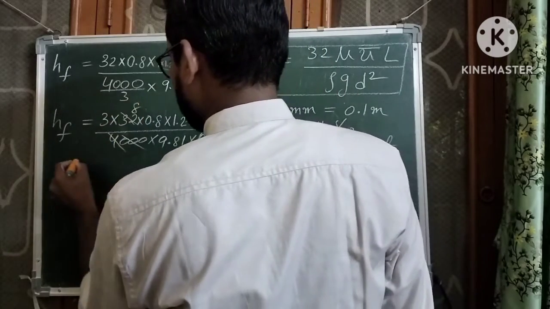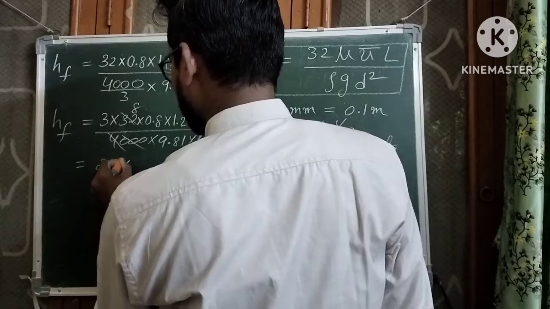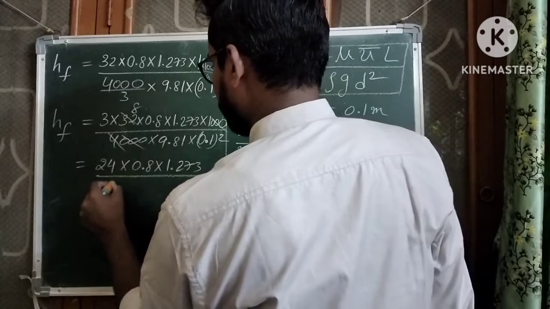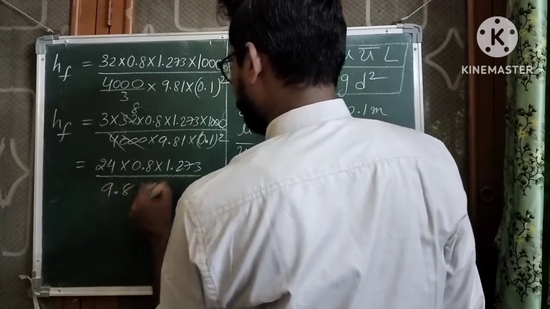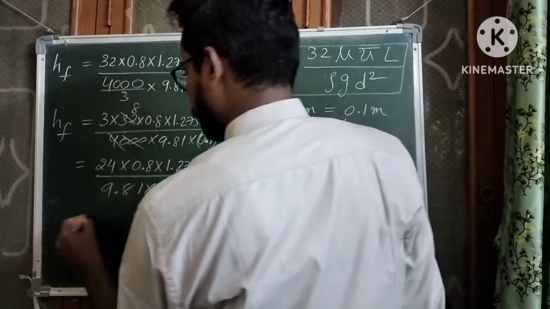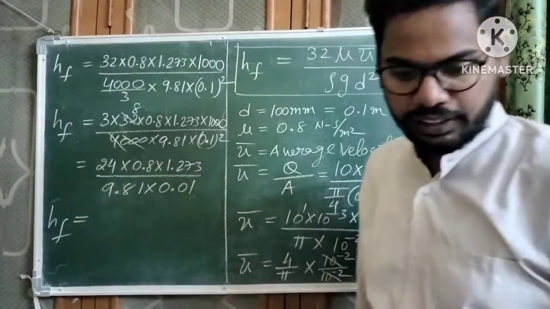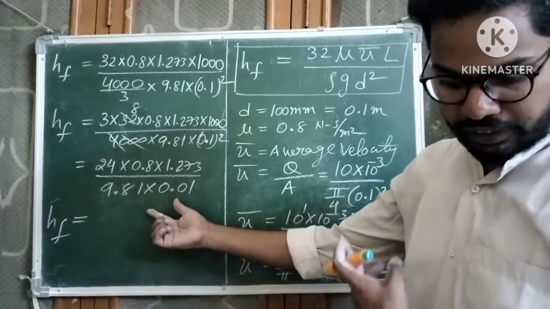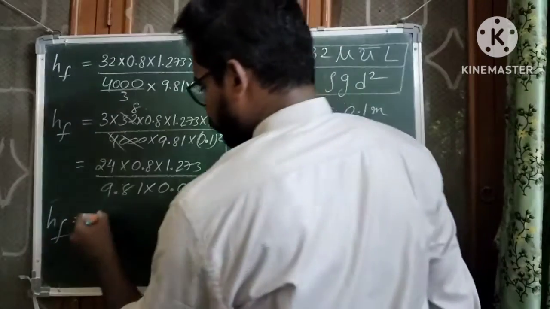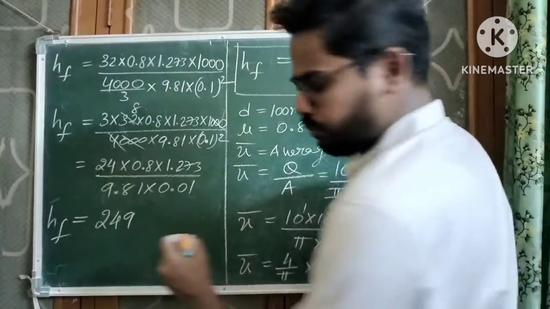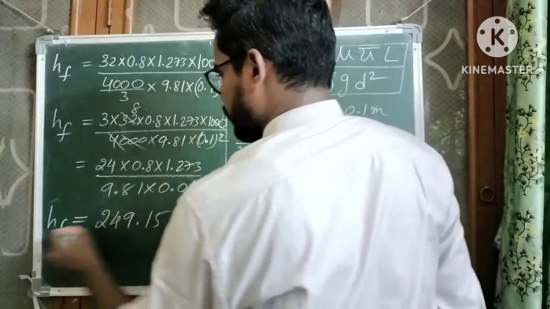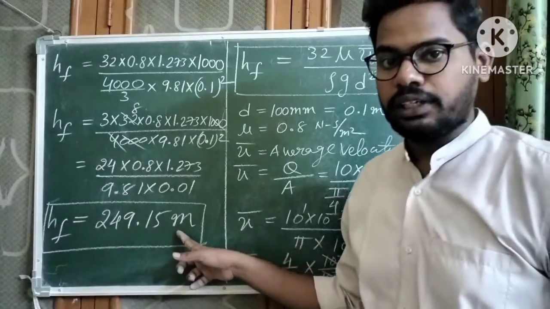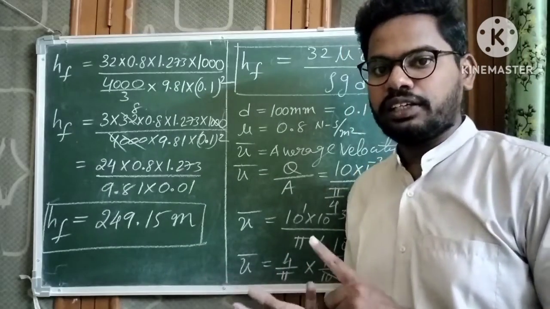3 eights are 24. 24 into 0.8 into 1.273 by 9.81 into 0.1 whole square, 0.01. If you simplify this using a scientific calculator, you will get this value as 249.15 meters. So head loss due to friction in the pipe is 249.15 meters. Now we have head loss due to friction and density of glycerin.